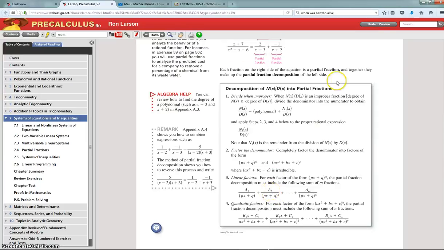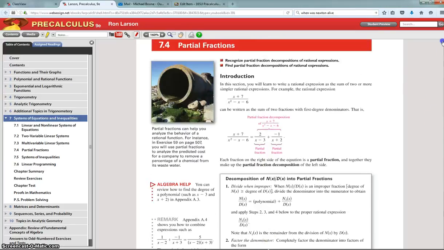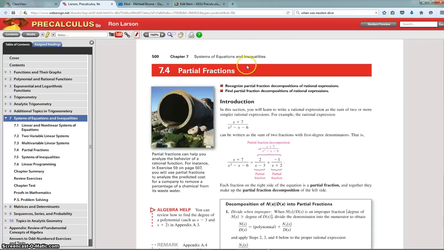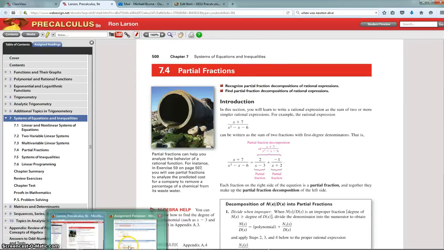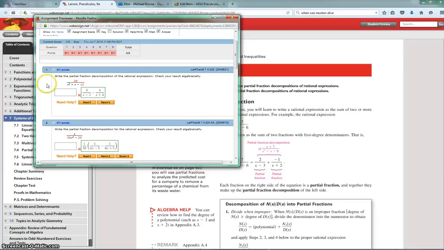So we're going to look at some examples, some of the problems in WebAssign, to hopefully help with this section. I want to look at number 1. Number 1 was something that had two unique linear factors, x minus 3 and x plus 4. So I'll show you in the supplement how to get the 4's on top.